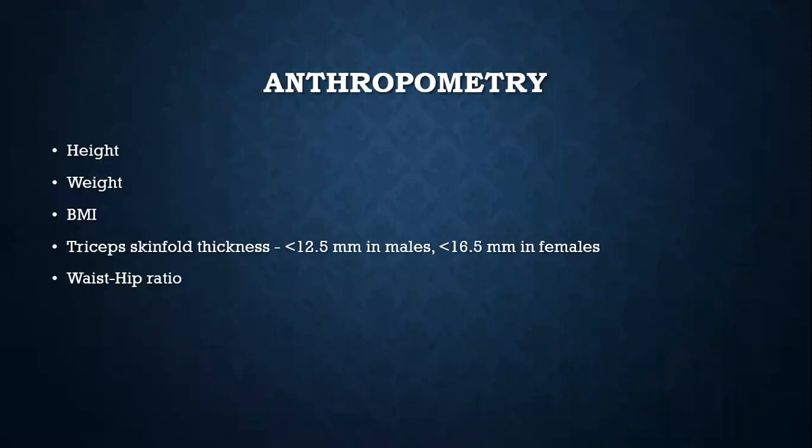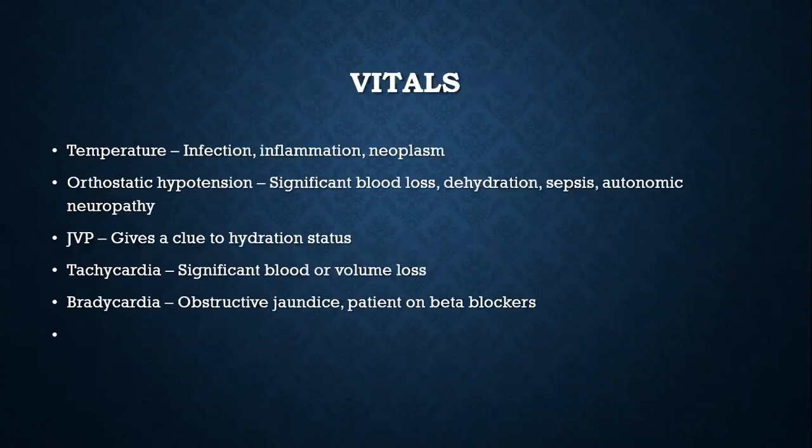So do a height examination, do a weight examination, calculate BMI. The nourishment can be assessed by something called triceps skin fold thickness. Normally it should be 12.5 millimeters in males and 16.5 millimeters in females. Less than this means the patient has less fat content, he is undernourished. Waist hip ratio is used to assess obesity. Waist hip ratio should be less than 0.8 in females and less than 0.9 in males. I am not discussing obesity now because undernourishment is commonly seen in GI disorders.